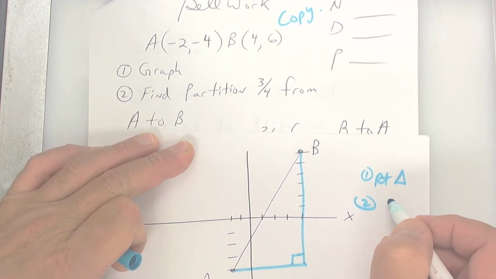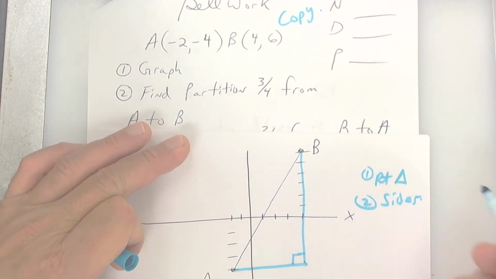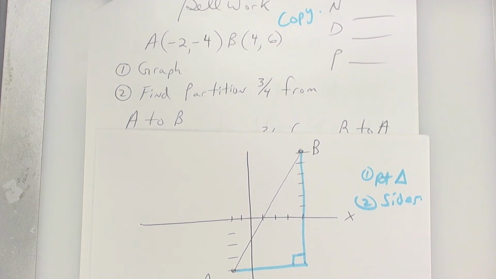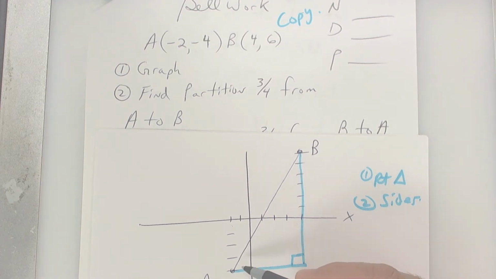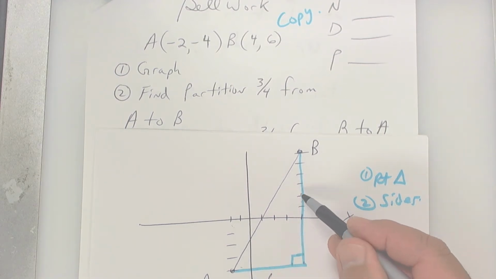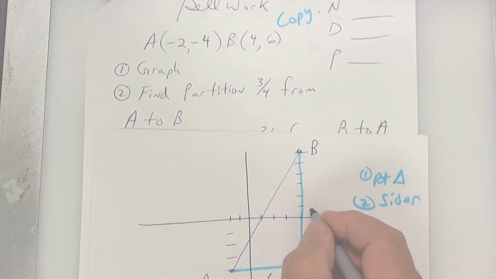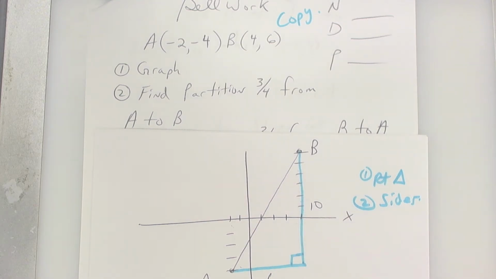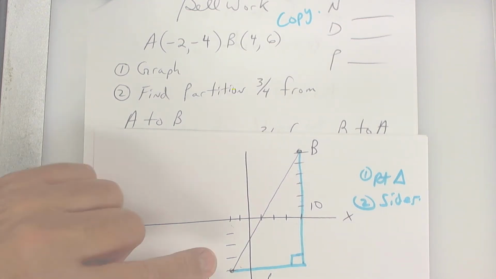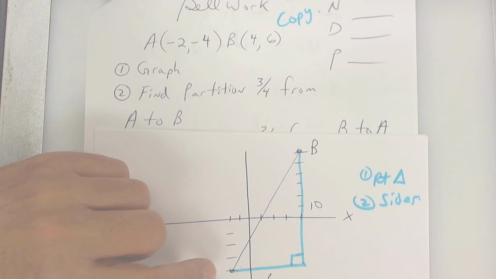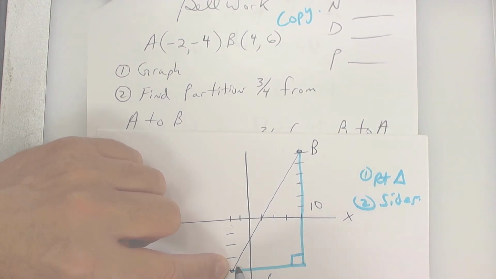Step 2 is count the sides. So let's see what we got here. Well, we have 1, 2, 3, 4, 5, 6. So this one is 6. This one is 1, 2, 3, 4, 5, 6, 7, 8, 9, 10. This one's 10. Okay. So if you're going from A to B, you want to go this way here.